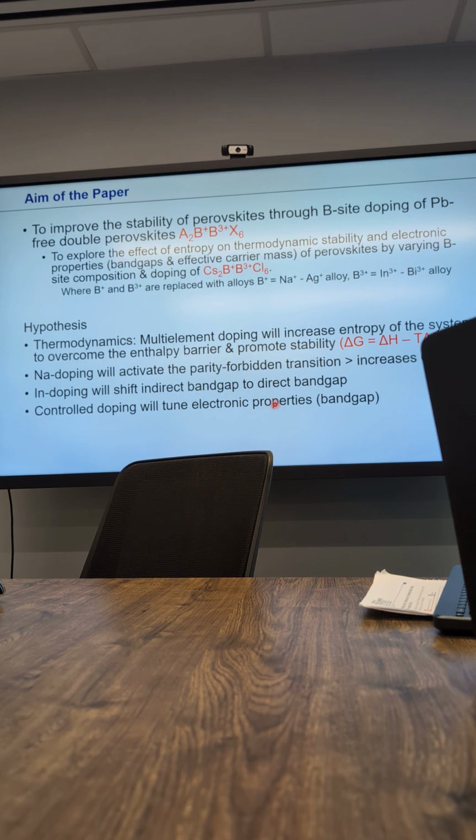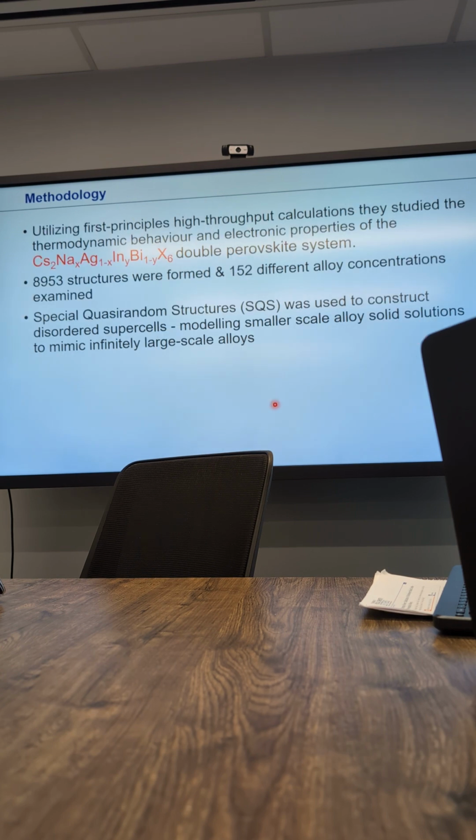So they did that, and the last thing they did was to see the effect of controlling the doping. What if we add A amount of sodium, B amount of silver, and just play with the doping? So it's a simulation, so they made about 8,000 different structures, and then they studied the effect on the band gap and other things.